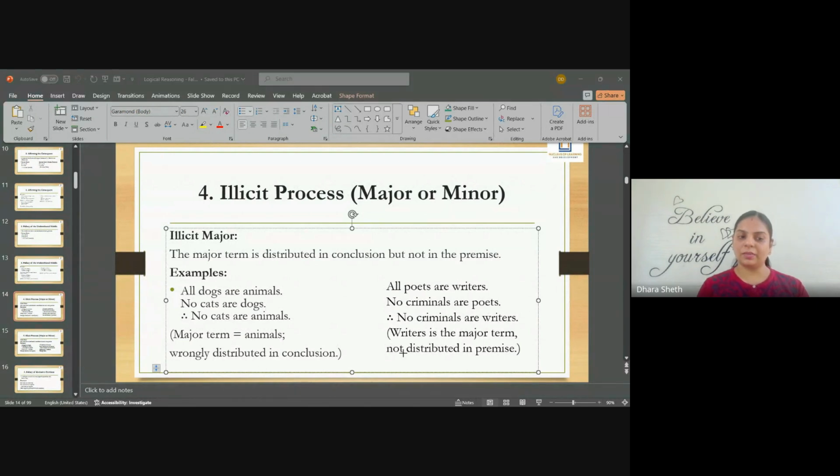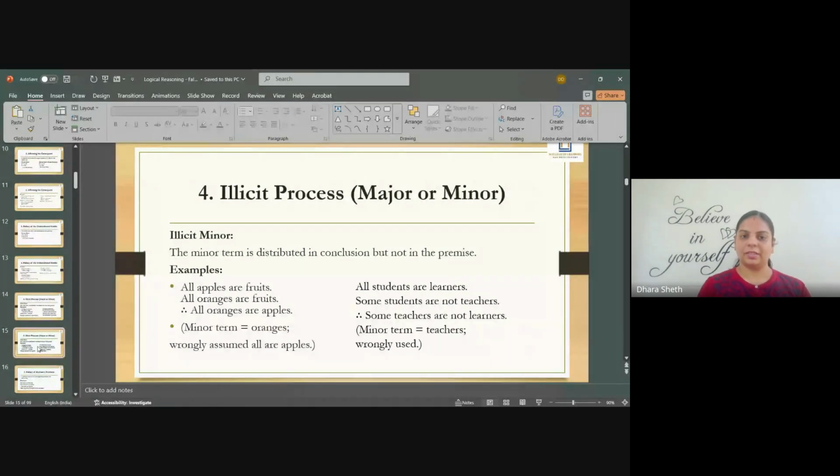Clear with this? Next, illicit minor. Here the same thing happens, but instead of the major term, the minor term is distributed in the conclusion but not distributed in the minor premise. See, all apples are fruits, all oranges are fruits, therefore all oranges are apples. First, let's see, fruits here is the middle term. We are talking about the minor term. So the minor premise is all oranges are fruits. Oranges is our minor term. Okay. All oranges are apples.